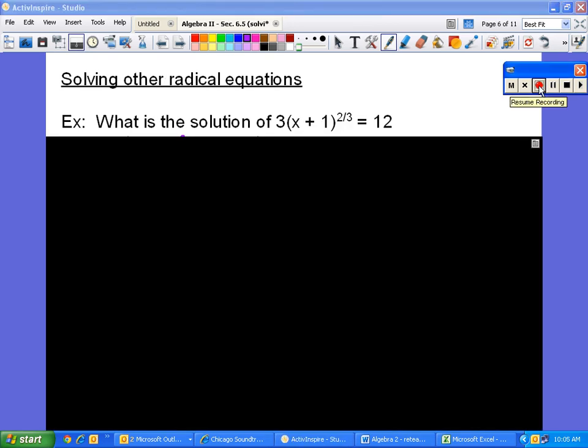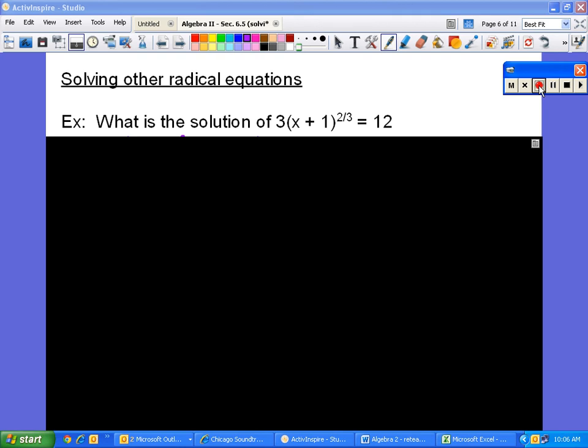Now a problem where instead of a radical, we start with a fractional exponent. Basically, the steps are going to be the same. It is a little bit more complicated. I don't think it's more difficult, but it is more complicated. But if you understand the process of what we just did, you will hopefully understand the process of this.